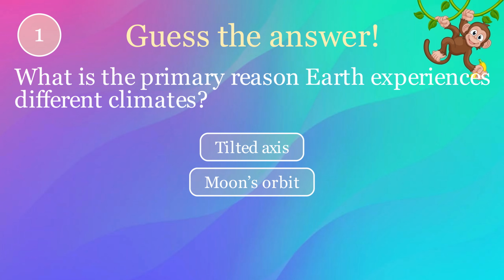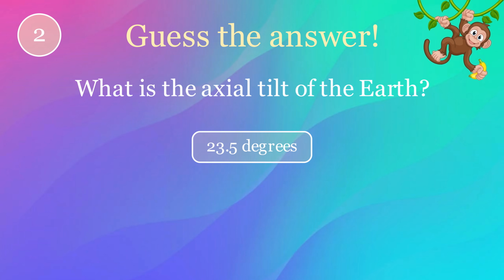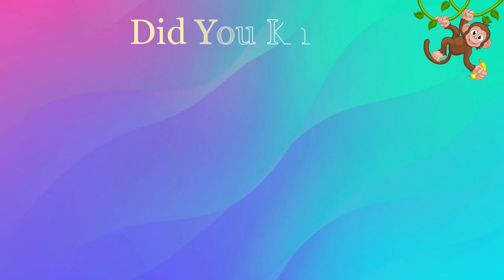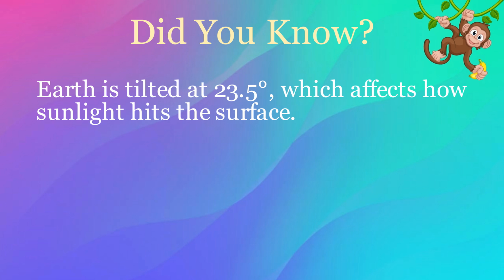What is the axial tilt of the Earth? 23.5 degrees, 45 degrees, 10 degrees. The correct answer is 23.5 degrees. Here's an interesting fact: Earth is tilted at 23.5 degrees, which affects how sunlight hits the surface.